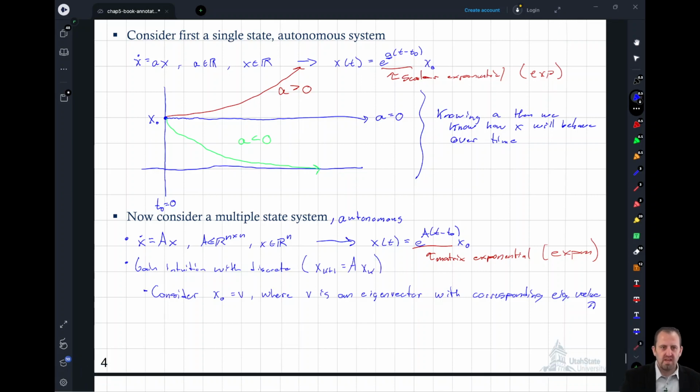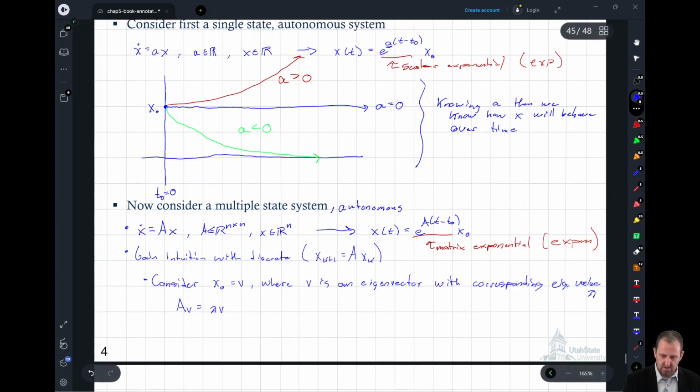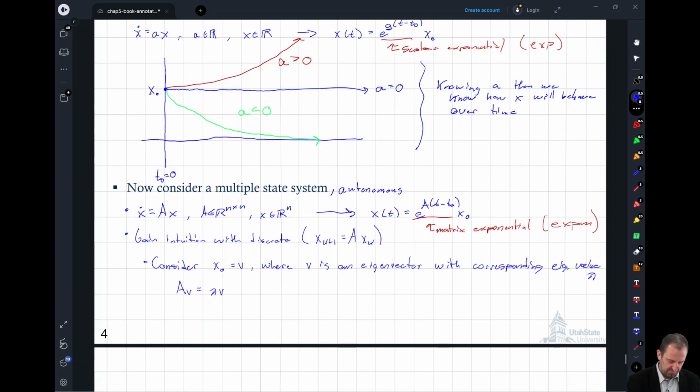So we have x naught is an eigenvector. Now, you may have forgotten a little bit of what an eigenvector is, but eigenvector just means that A times v is just going to be equal to lambda times v, which is pretty cool. So the output is a scalar multiple of itself. Okay, so now let's start looking at that. We'll say that x1 is going to be equal to A times x naught, which is equal to A times v, which we said is equal to lambda times v.